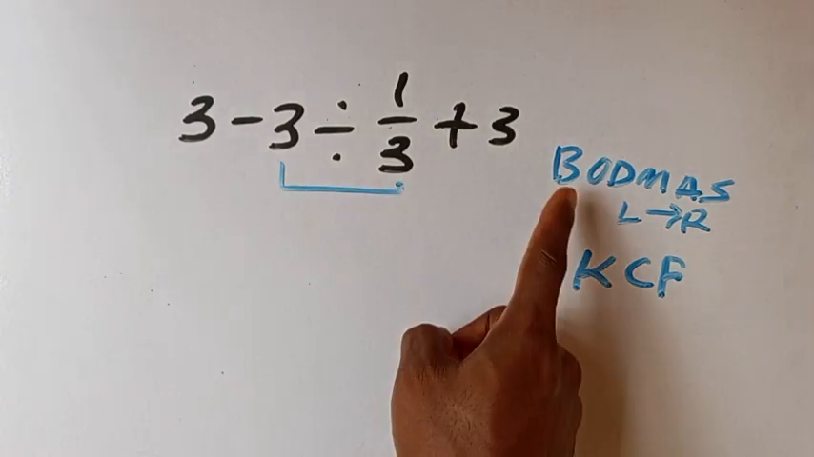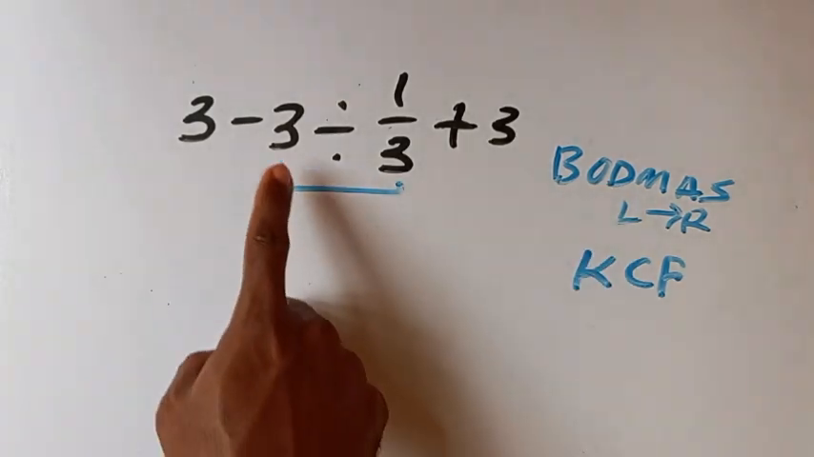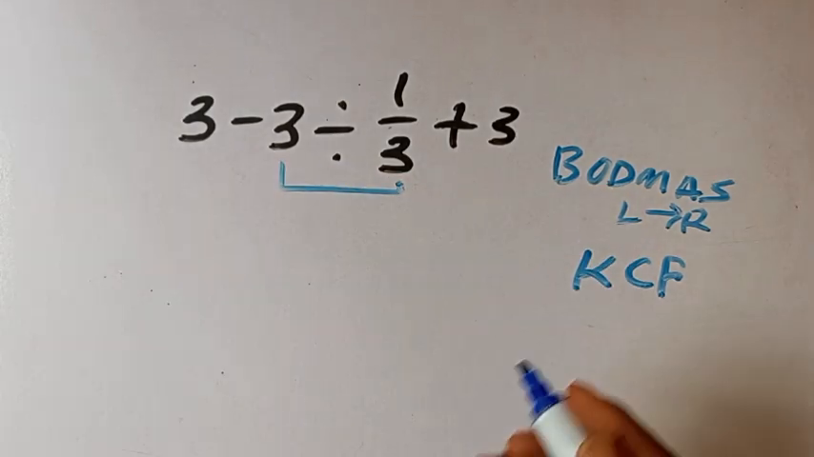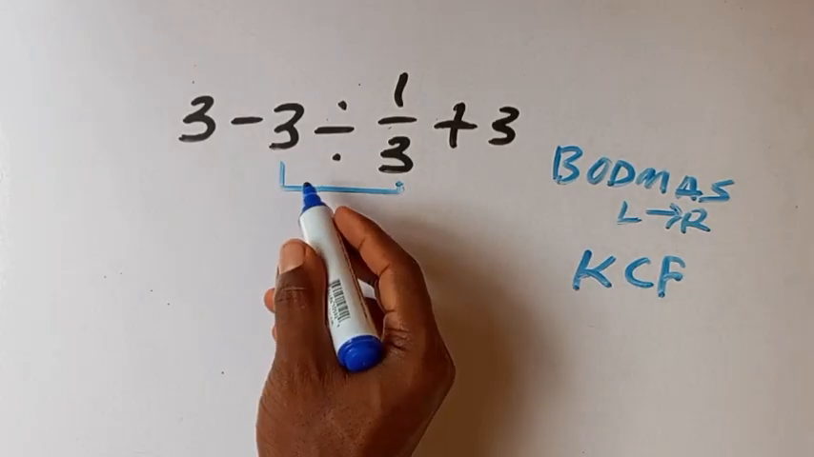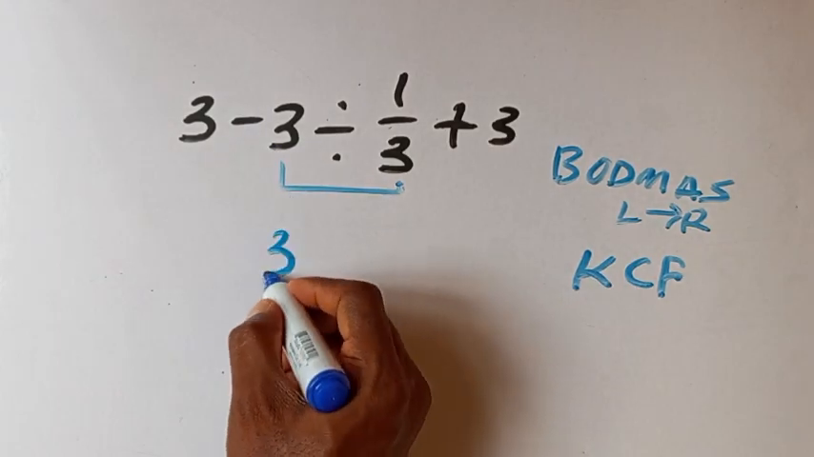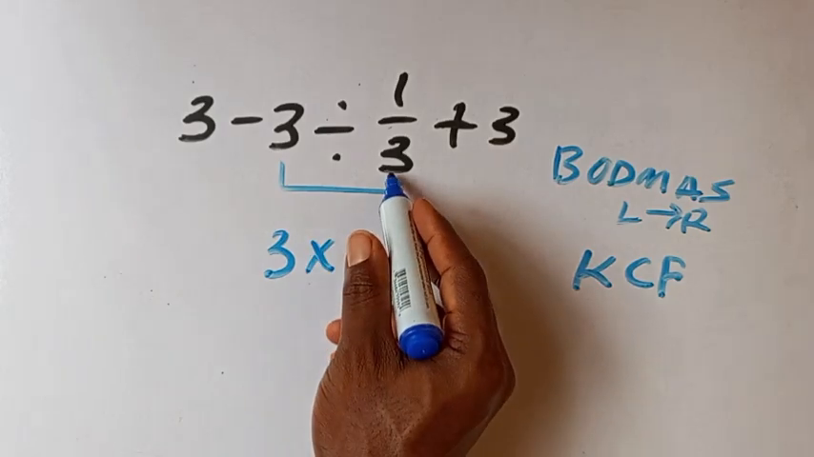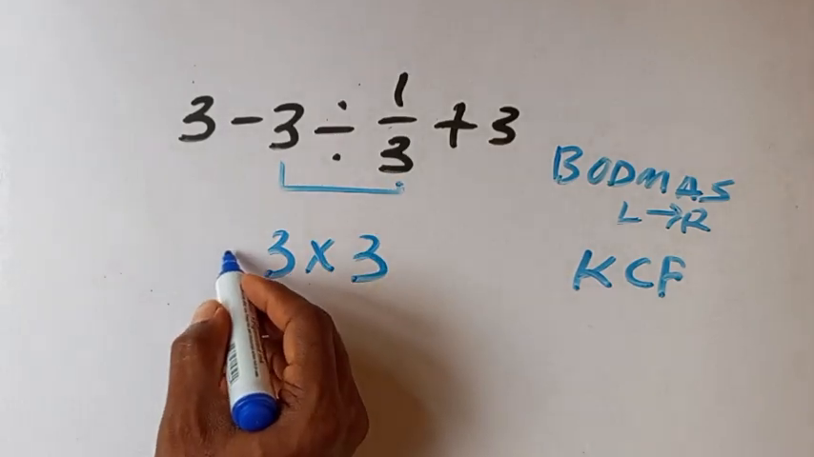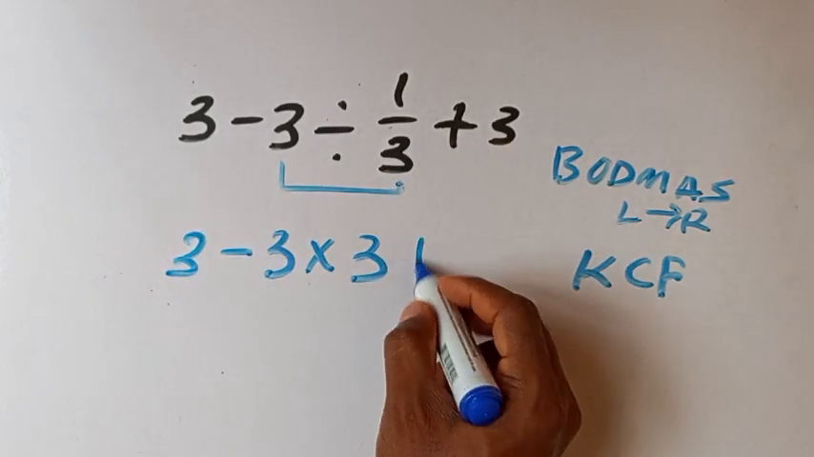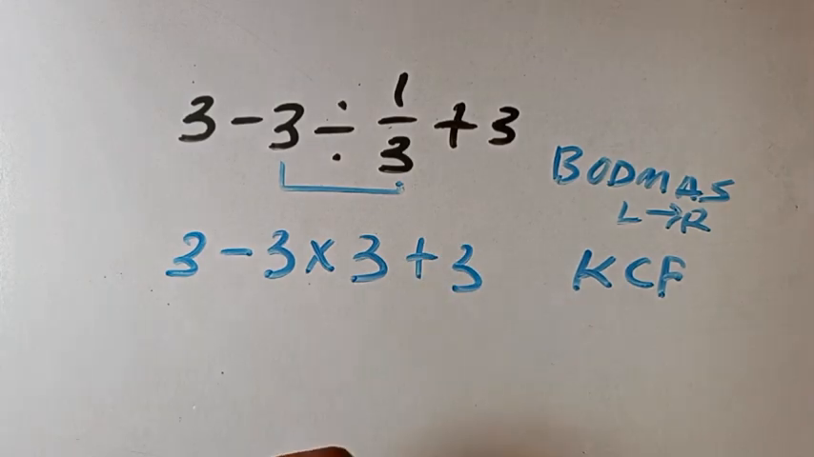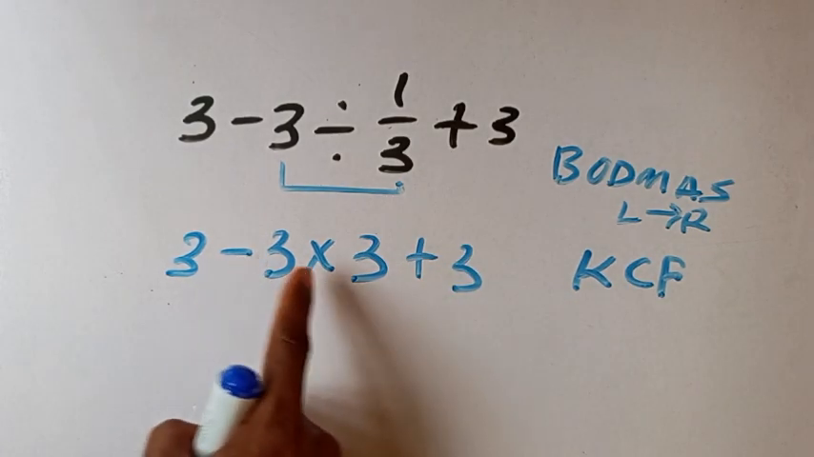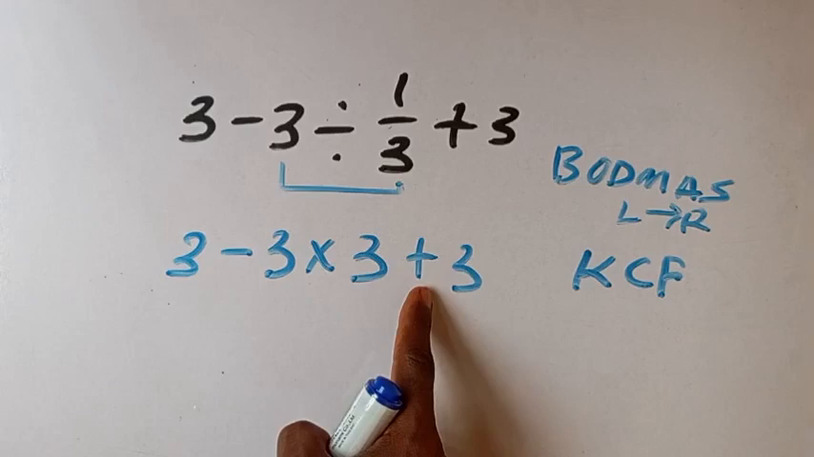So now, because of this, we are doing division first. So if we do this division first, we have to apply the KCF rule on this division. So 3 will remain the same. Division will change to times. This will flip to 3. So we have our minus 3, then plus 3. Now we have a minus sign here, multiplication sign here, and plus sign here.